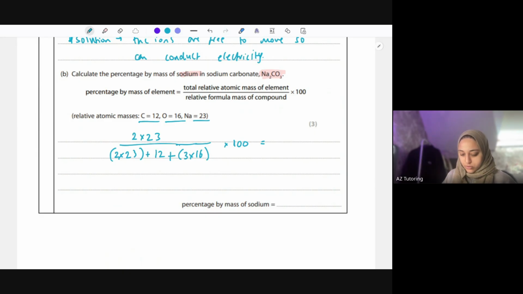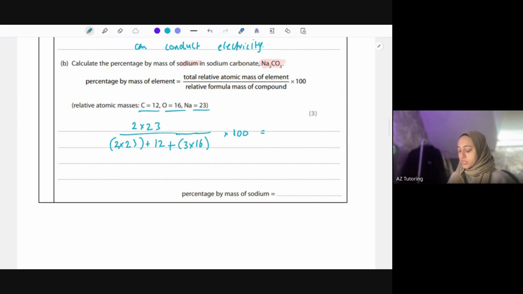2 times 23 over, add 12. Okay, so we get 43 point, we get quite a long number. I'll just give it to one decimal place because it doesn't tell me how many decimal places or significant figures to give. So I'm just going to say 43.4%. They've not said how many decimal places or significant figures.